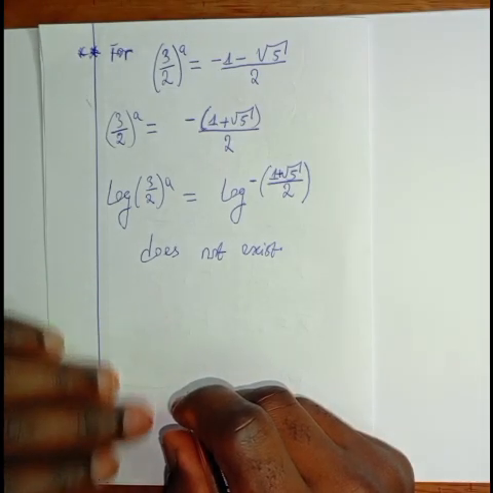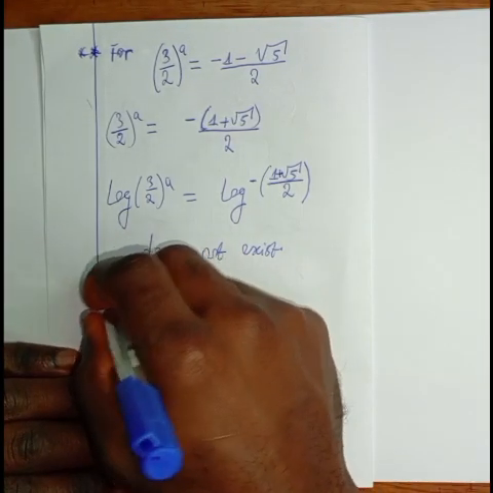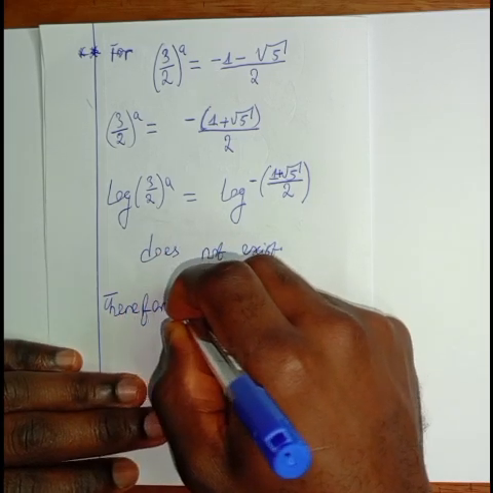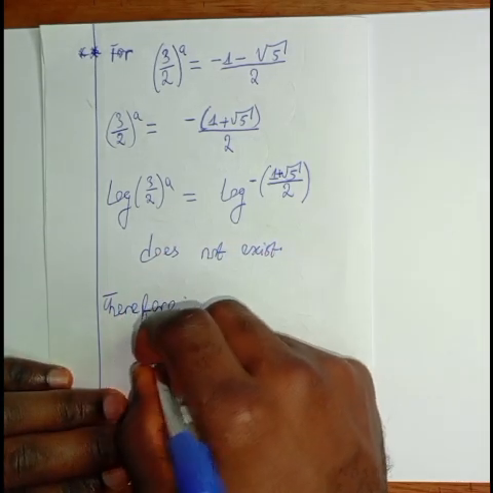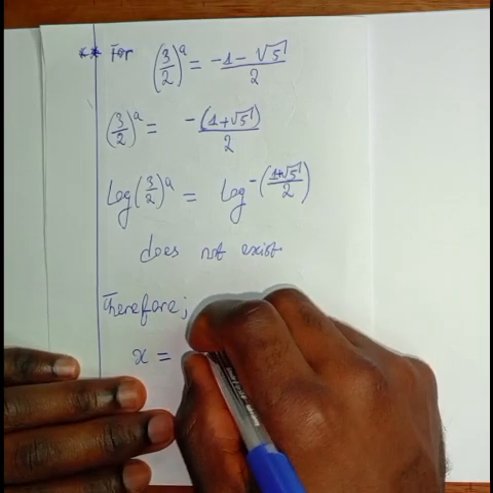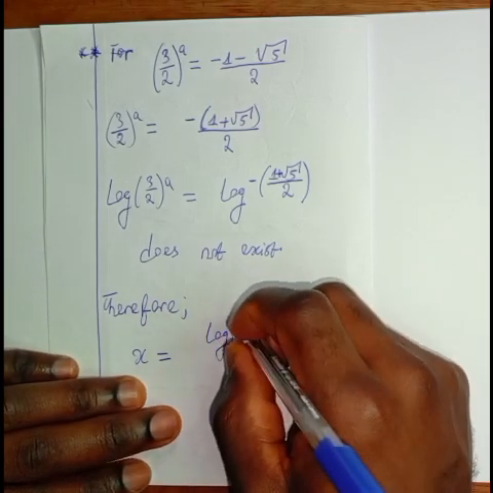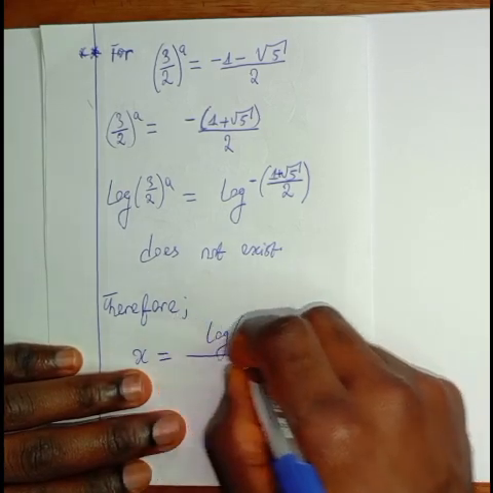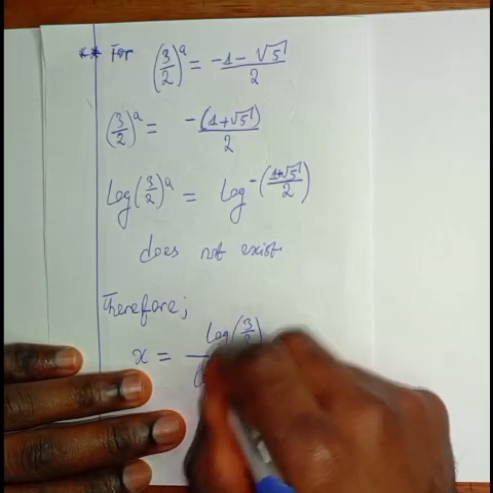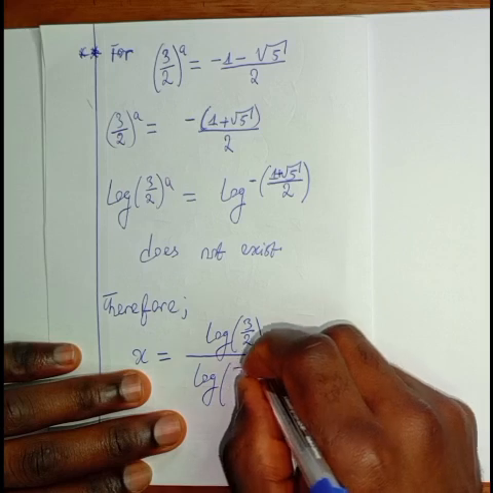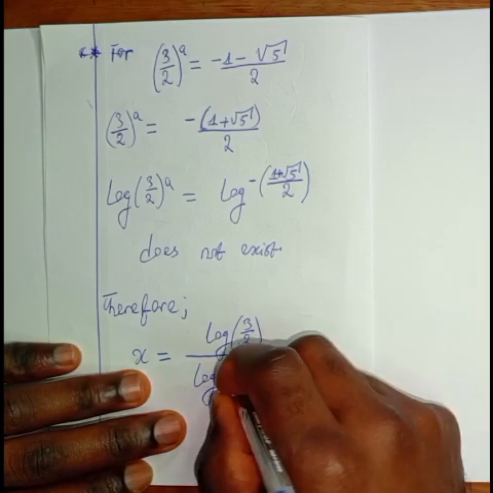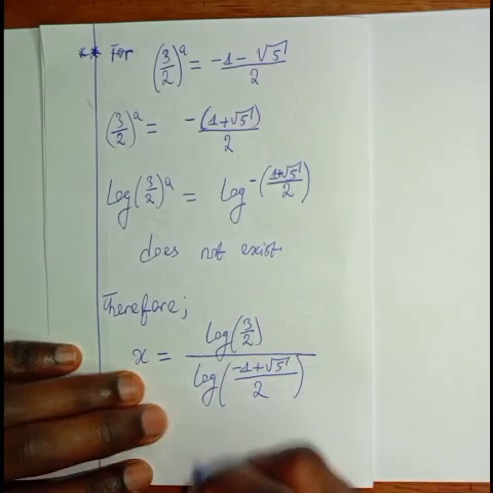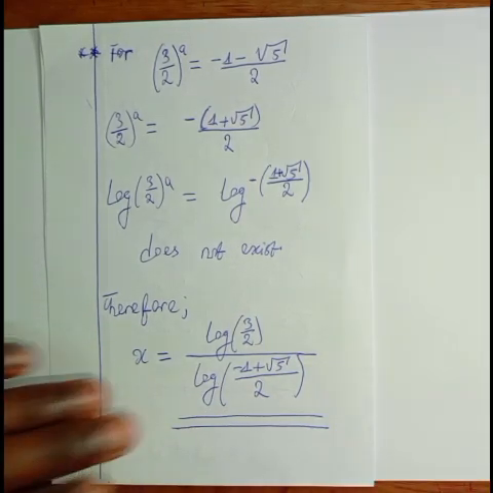Then we are going to conclude, therefore, x will simply be equal to the log of 3 over 2 all over the log of negative 1 plus root 5 over 2. So this will be the only solution we are going to have for that problem. We underline the answer.